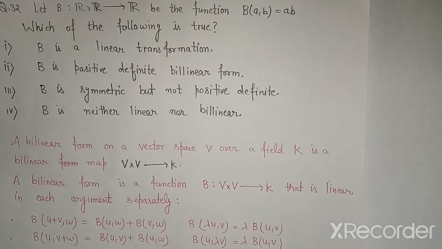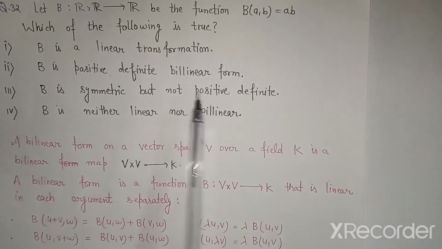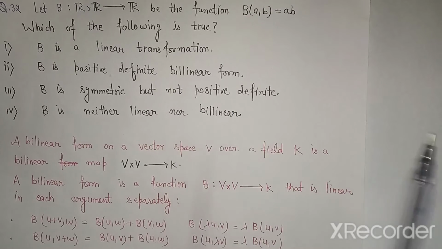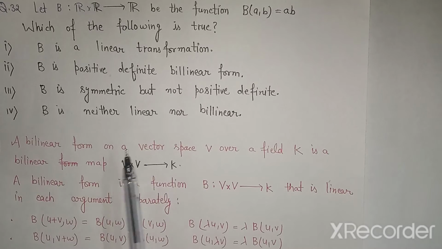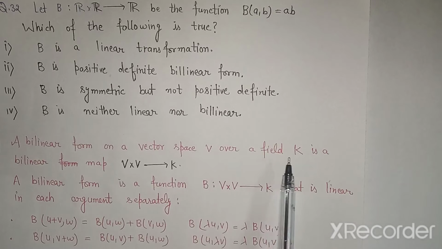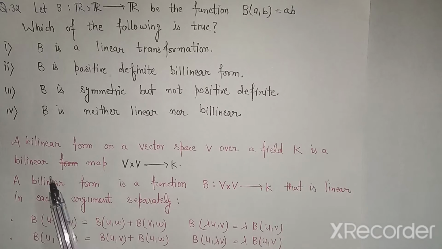Now the second, third and fourth options talk about bilinear form. So first we see the definition of a bilinear form. A bilinear form on a vector space V over a field K is a bilinear map from V cross V to K. This is a map which satisfies two conditions.